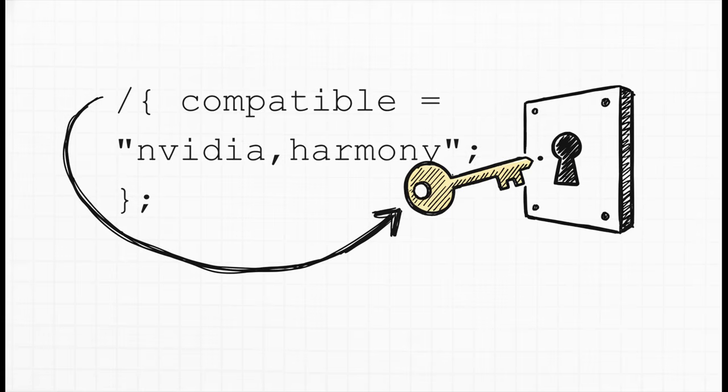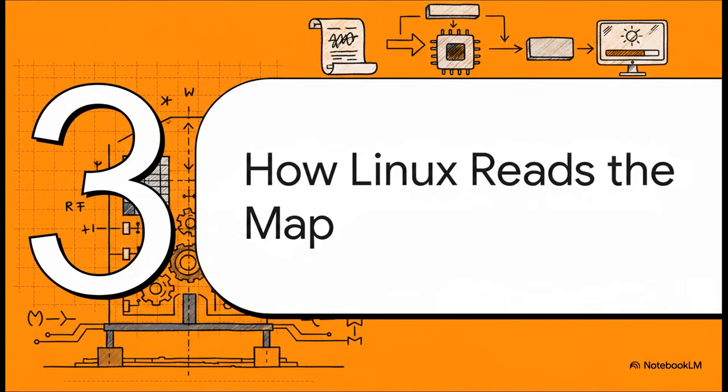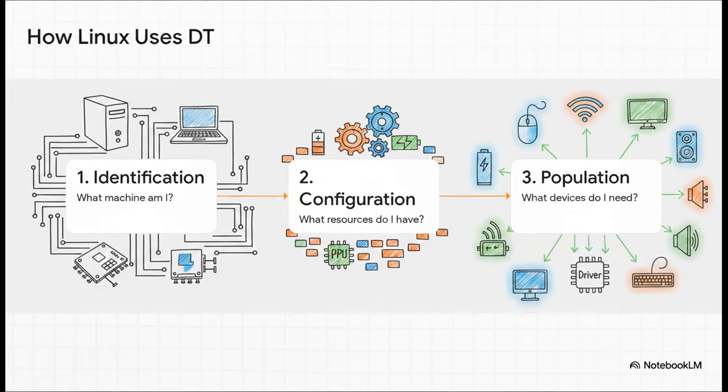This one little string is the key that lets the kernel match the physical hardware to the right software drivers. Okay, so we've got this map, this blueprint, but how does Linux actually read it and use it to bring the whole system to life? You can really break it down into 3 basic steps.